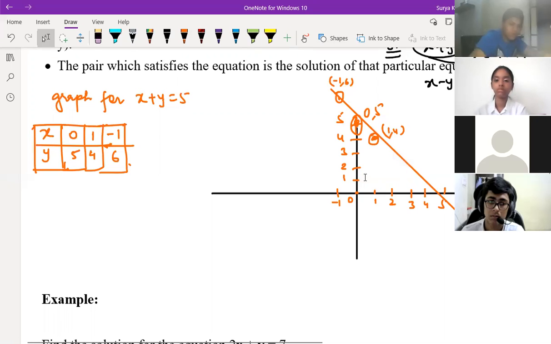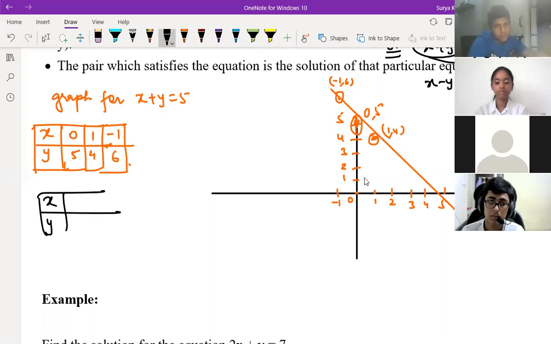So if you draw all these lines, they will come on this. Sir, for how many values of x and y should we do this? What I will tell you is an easy method: once you put x is equal to 0 and once you put y is equal to 0. That's it. No need to put thousands of values.